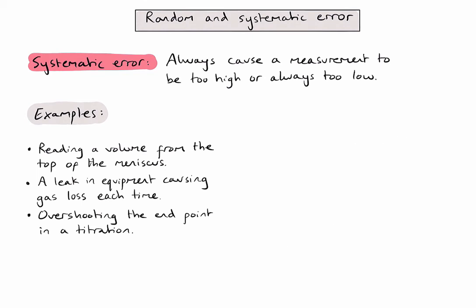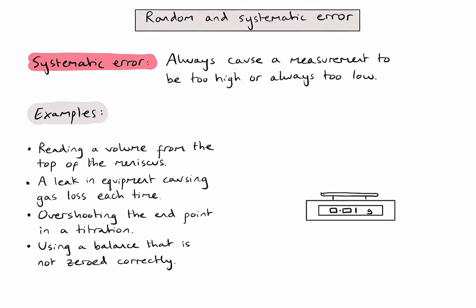The final example we'll look at is the use of a balance that is not zeroed or tared correctly. In the balance I've drawn on the right, you can see that it's starting off at 0.01 grams, so any masses I record on this balance will be slightly too high by 0.01 grams each time. Again, this would be considered a systematic error.